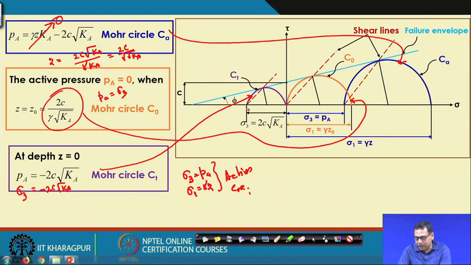So this is very important, these 3 circles. It is a very common question: if your P_A is 0, what would be the Mohr circle? If your z is equal to 0, what would be the Mohr circle? Then you have to draw the Mohr circle in this way, and remember that in that case sigma 3 will be minus 2C root K_A. Here sigma 3 is equal to P_A for the blue circle, and for the second circle sigma 3 is equal to 0 and sigma 1 is equal to gamma into z_0. So you just remember these things.